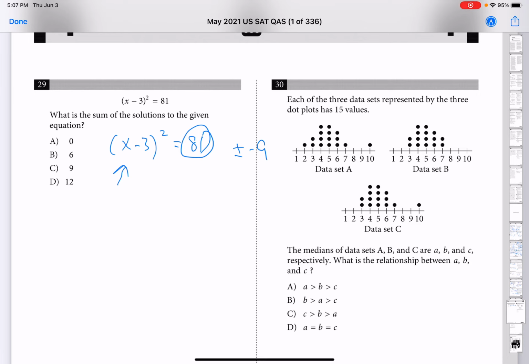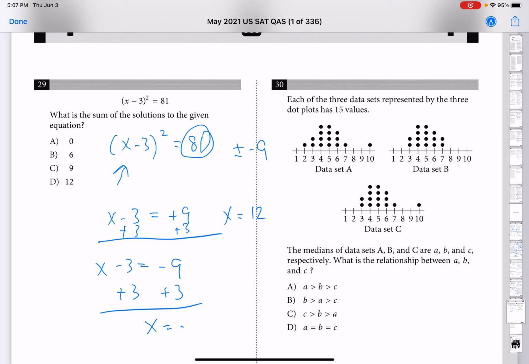Okay, so that means that x - 3 could be equal to positive 9, or x - 3 could equal negative 9. If we add 3 to both sides in the first equation, we get x is equal to 12. If we add 3 to the second equation, we're going to get x is equal to negative 6. 12 plus a negative 6 will give us a positive 6. So the answer for number 29 should be B.